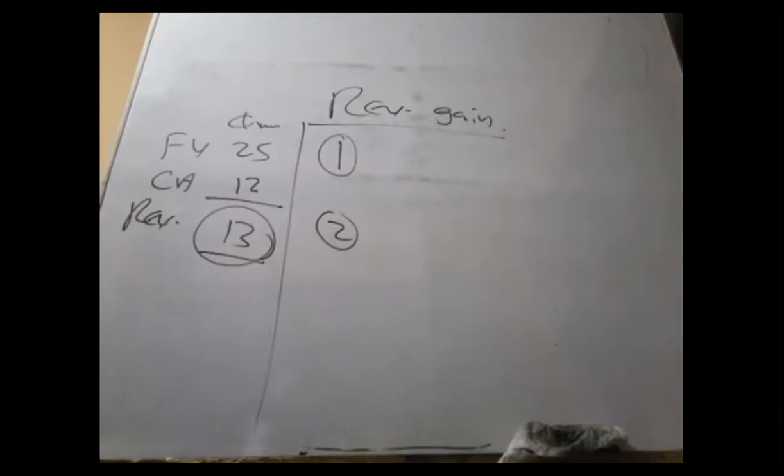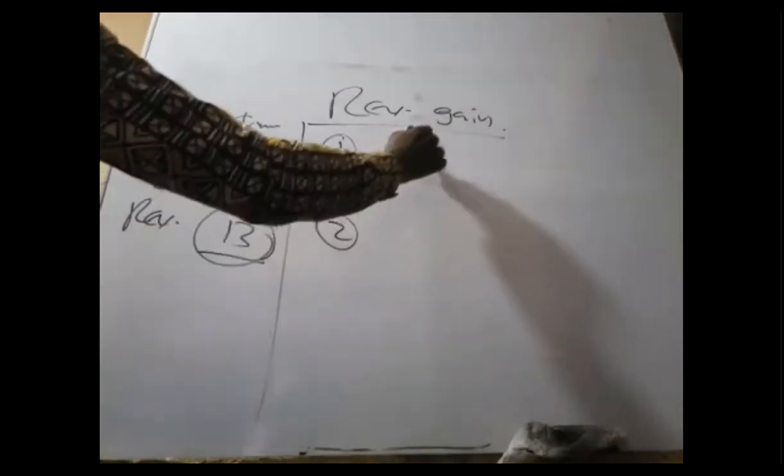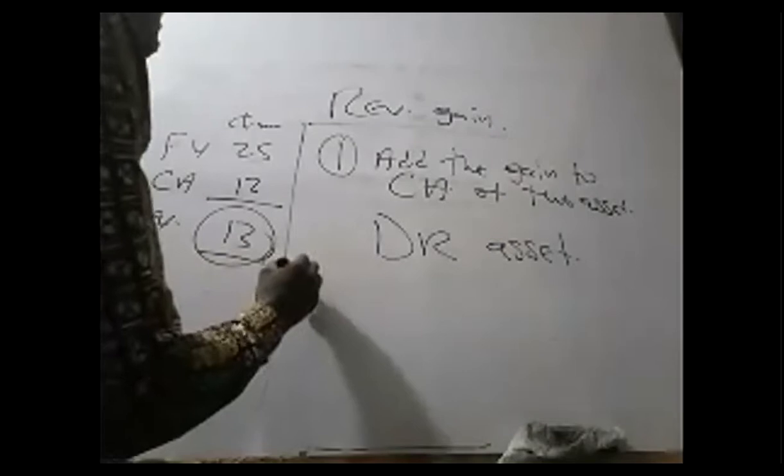So the first treatment is to add the gain to the carrying amount of the assets. In the simplest term, debit the asset with the gain. Debit what? The asset with the gain. Let's go to point 2. Debit what? The assets. So debit the asset, back at the carrying amount too.